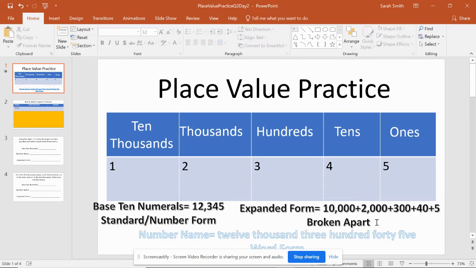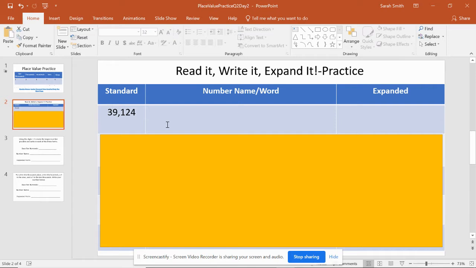So that is our expanded form of that number, base 10 numeral or standard number form of that number, and our word form of that number. So that's what you're going to be working with today. So let's just do another one together.